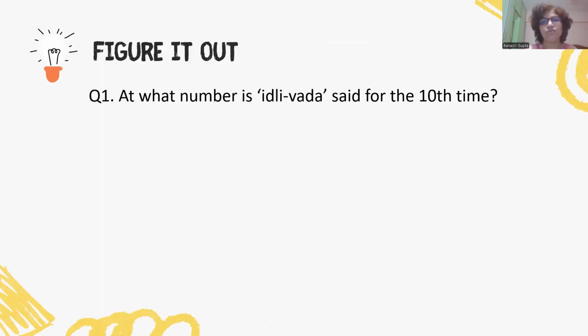So now we will do some Figure It Outs from the textbook. So these are problems. So the first problem is, at what number is idli vada said for the 10th time? So first time it is said at 15. 15 is the first common multiple of both 3 and 5. So for the 10th time, we have to multiply it by 10. So 150, we will be telling it the 10th time.